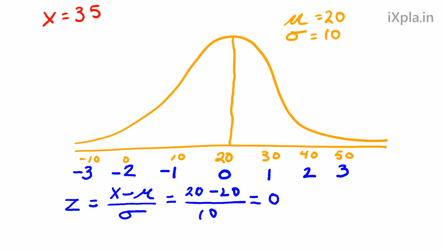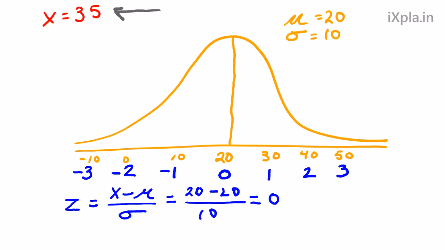Now what I'd like you to do is find the z-score that corresponds to a raw score of 35. So go ahead and press pause on the video and see if you can figure out the z-score if the raw score is 35.